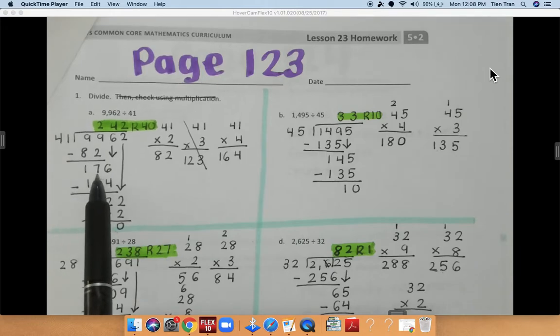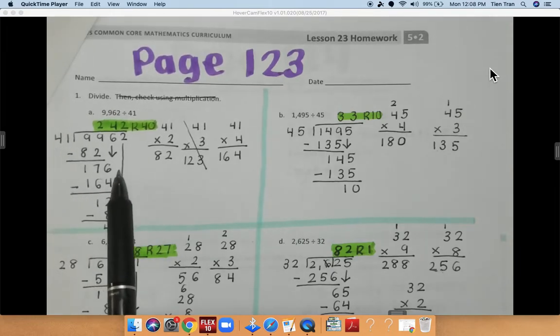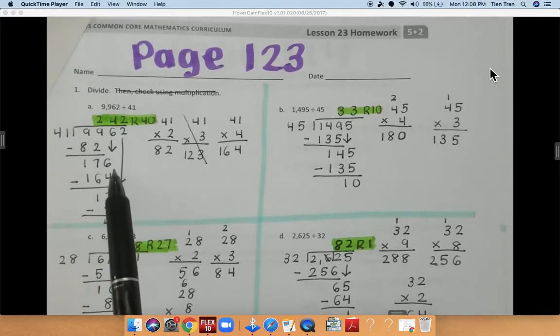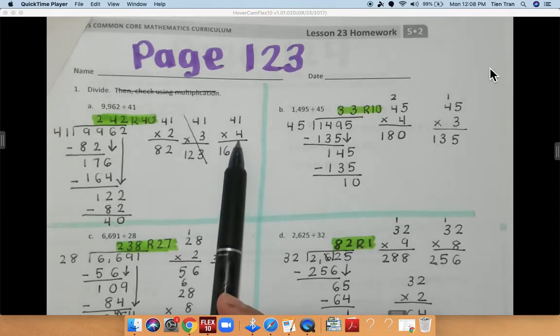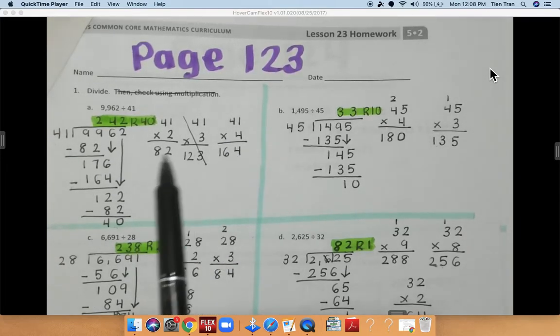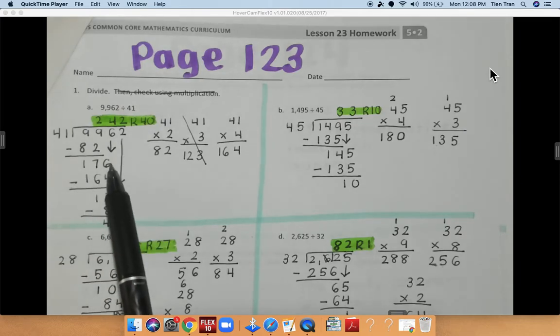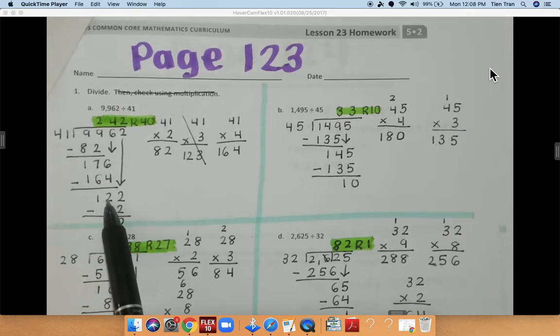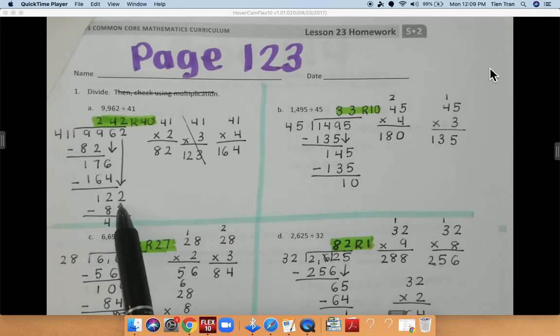Now I have 176. How many times can 41 go into 176? 41 can go into 176 4 times. 41 times 4 is equal to 164, which is the closest to 176. 6 minus 4 is equal to 2. 7 minus 6 is equal to 1. And 1 minus 1 is equal to 0. Now I'm bringing down my number 2.